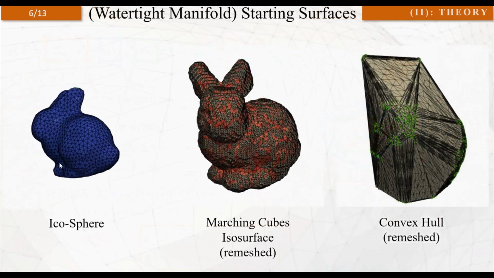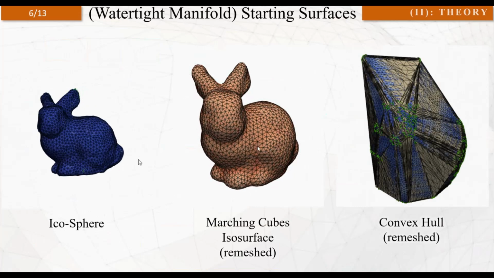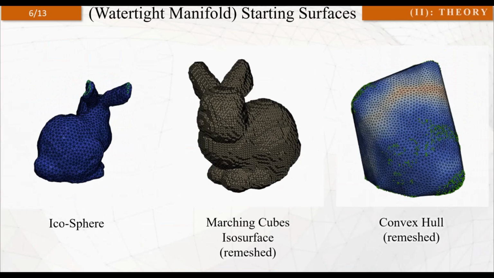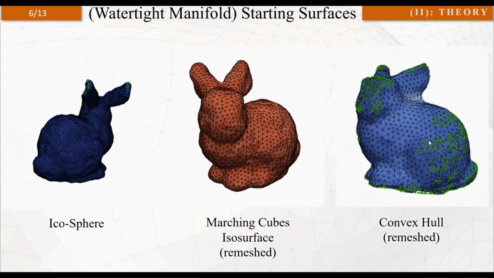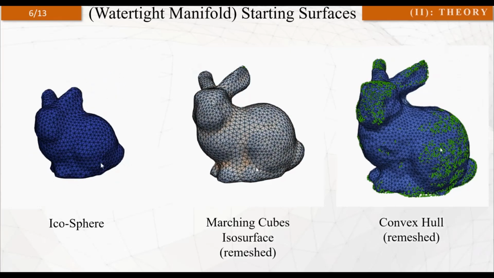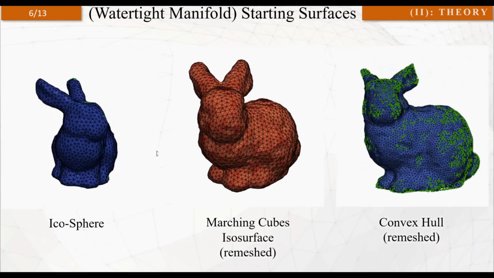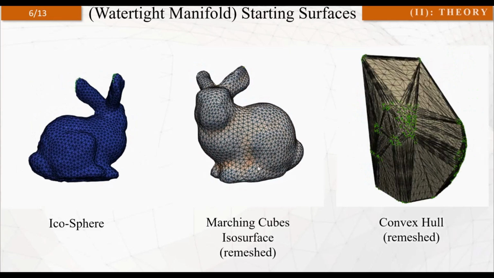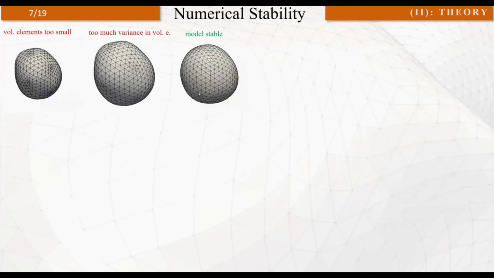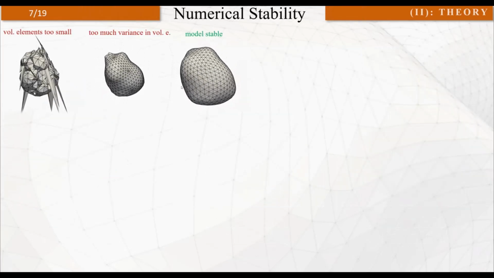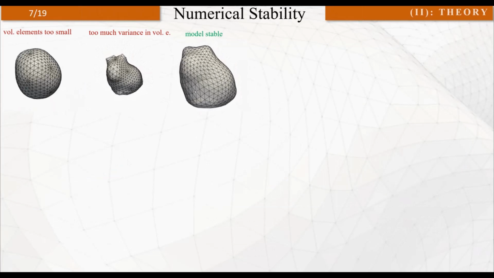We can start with any reasonably discretized starting surface, such as an icosphere enveloping the target, a Marching Cubes isosurface, which is remeshed for better quality, and also a remeshed convex hull surface, which directly preserves the feature convex hull vertices. Since we're computing all time steps numerically, there are constraints for the stability with regards to the surface discretization.